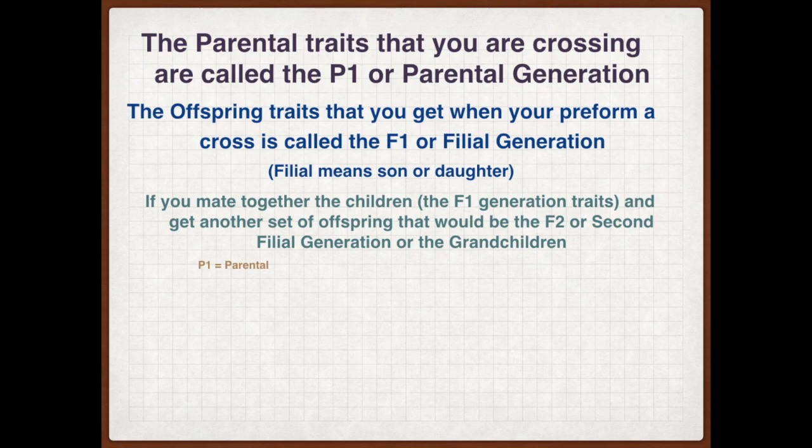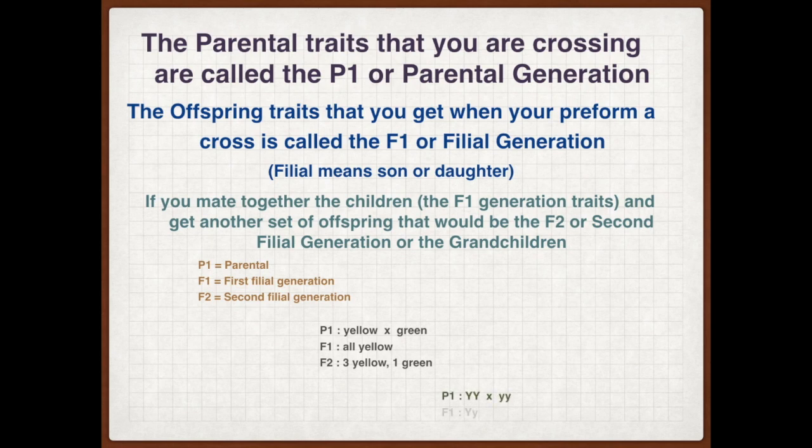Okay, when we mate them together in a Punnett square, the parents are going to be called the P1 generation. So the mother and father are going to be the P1 generation. Now the offspring, or the children that are yielded from the parents, would be the first generation or first filial generation. Filial means son or daughter. Then, if we have grandchildren, that's going to be called the second generation, or the F2 generation.